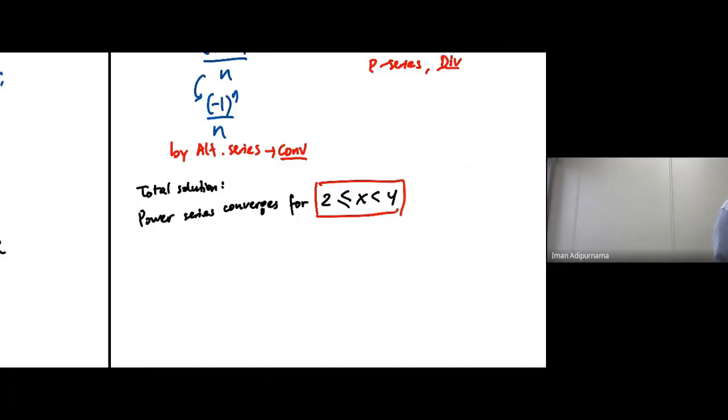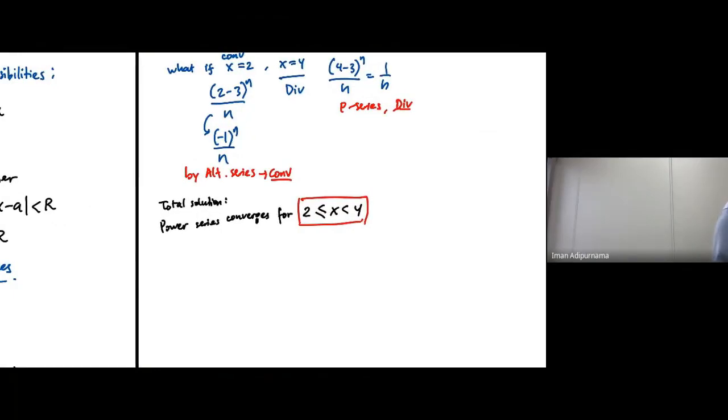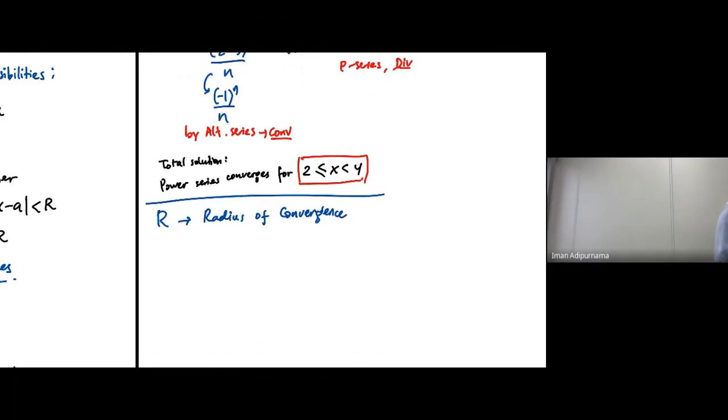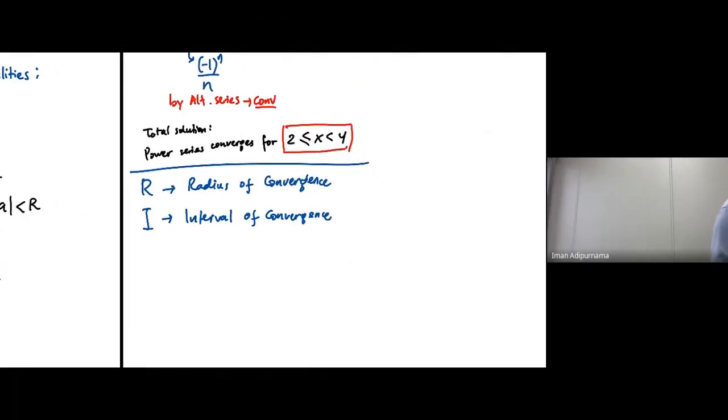If R is the radius of convergence and I is the interval of convergence, this is the interval that consists of all values of x in which the series converges.